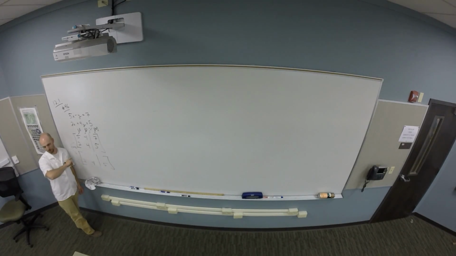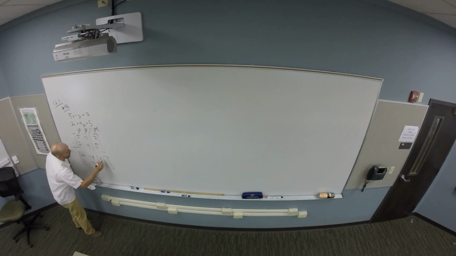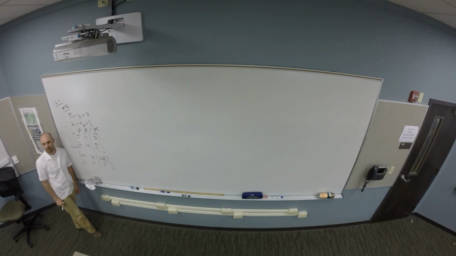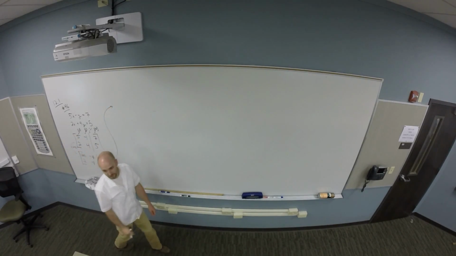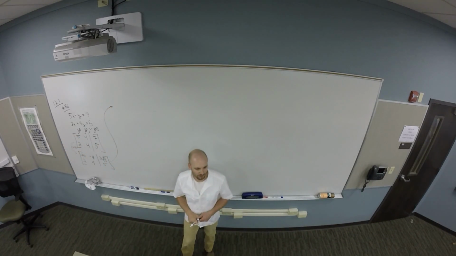Ryan, I think you were on the ball here. What's my top row going to be? 20, -4, and 28. Perfect. Cool. And now, what's my next step? What do I want to do? I want to add them, right?